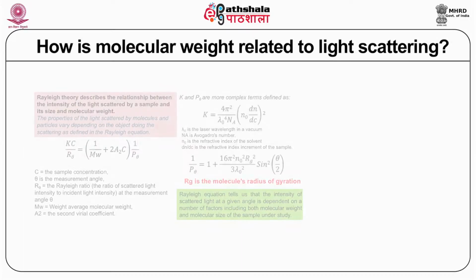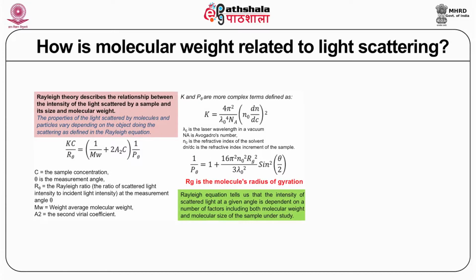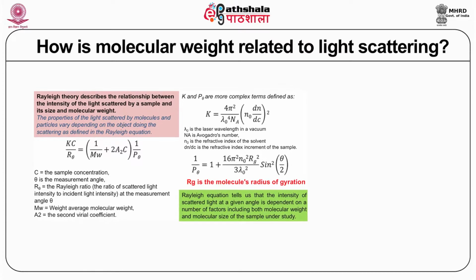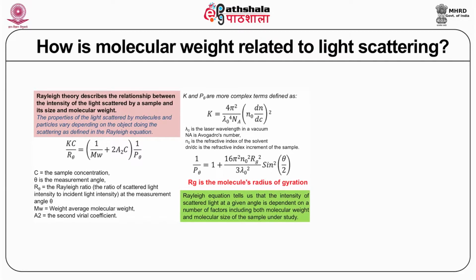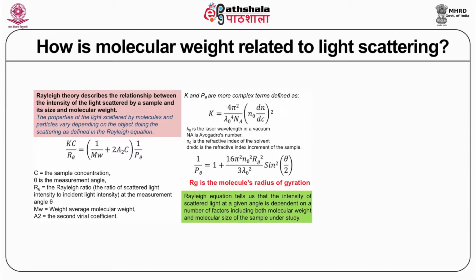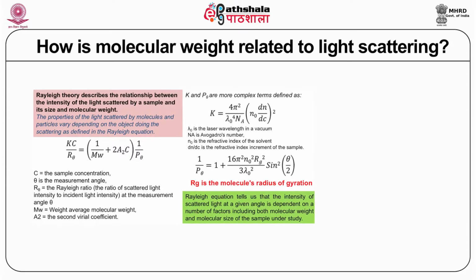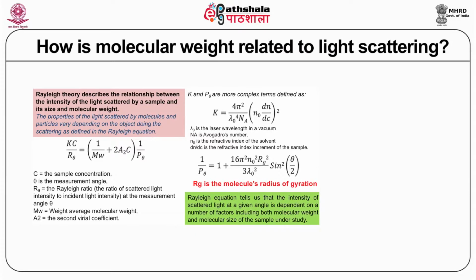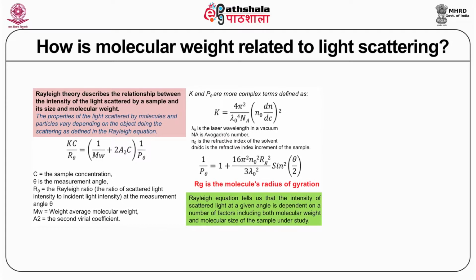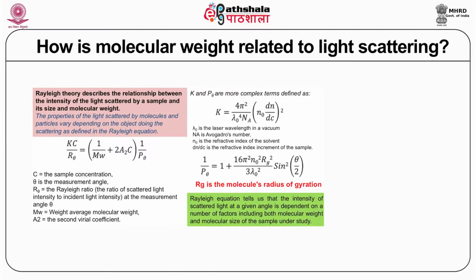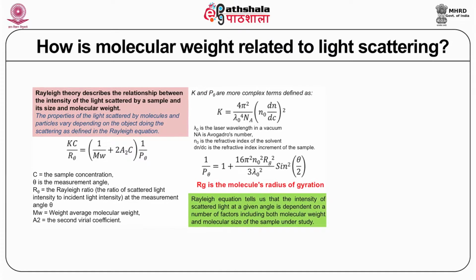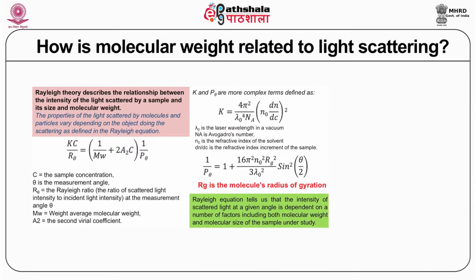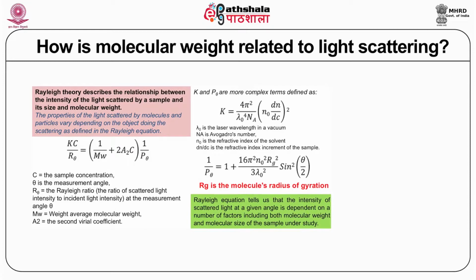Now, we will discuss how the molecular weight is related to the scattering. The Rayleigh theory describes the relationship between the intensity of light scattered by a sample and its size and molecular weight. The properties of light scattered by molecules and particles vary depending on the object doing the scattering.